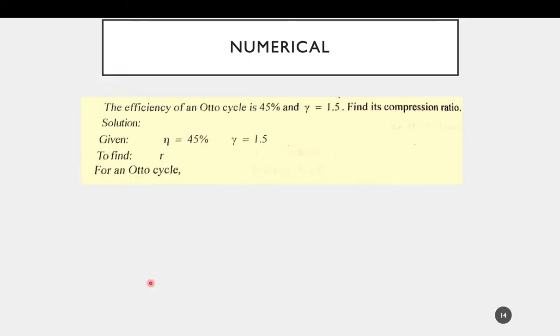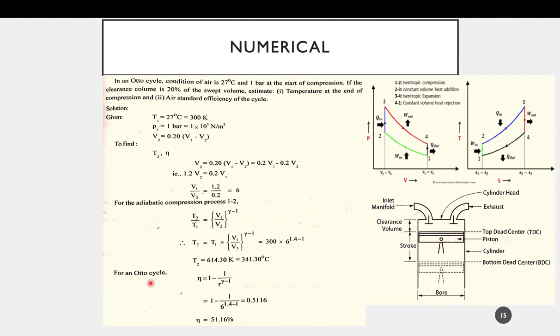So that is a simple question. You can solve the question and find the value of R. Fine. I hope that is a simple question. You can solve it. Next, we will move on to another problem on Otto cycle, another numerical on Otto cycle.